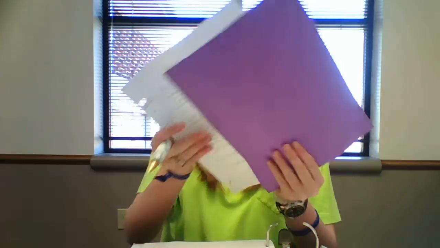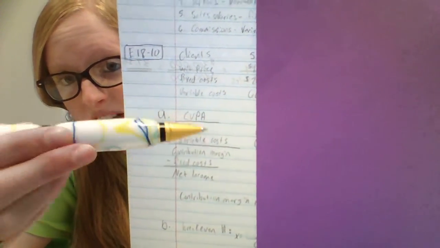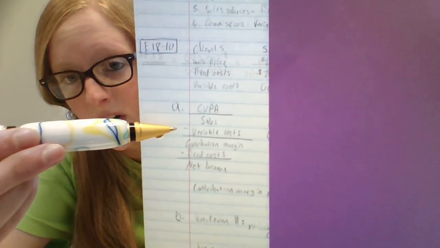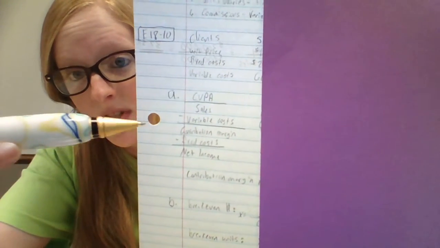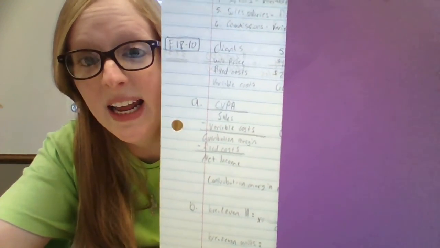Doesn't look like they have the full one, so just bear with my handwriting on this one. It's this little thing I have written right here, okay? So cost, volume, profit analysis is equal to sales minus variable cost equals contribution margin. Subtract fixed cost is equal to net income. Okay? So that's an introduction to cost, volume, profit analysis.